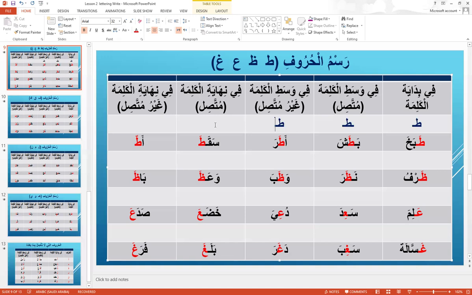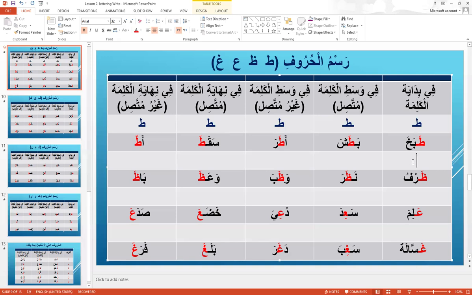Ta at the end of the word, connected. So you have your connection first, then you write Ta normally. Then Ta at the end of the word, not connected. Ta at the end of the word, not connected. So you write it normally.